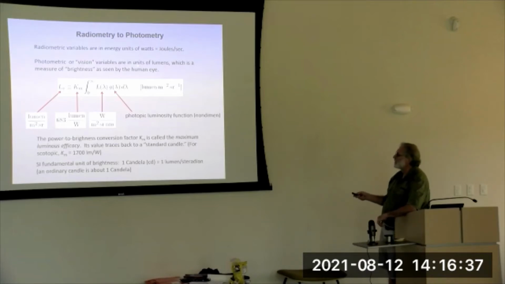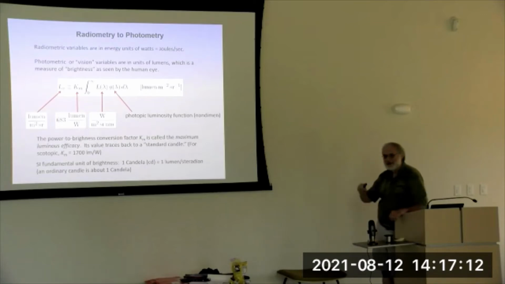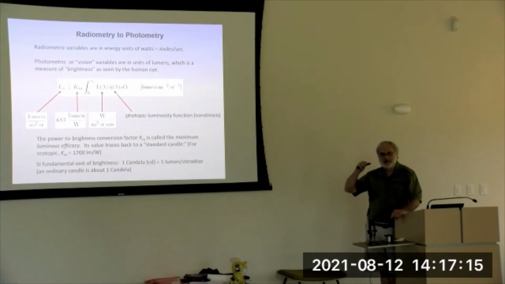So the way this works is you take your radiometric variable. Let's say this is radiance, that's watts per square meter per steradian per nanometer. You take this photopic luminosity function, which is non-dimensional, and you integrate over all wavelengths, and you come up with a thing called the luminance. Now there's a conversion factor here called the maximum luminous efficacy, Km, and that's actually 683 lumens per watt. So that's the best you'll ever do at converting a radiometric variable into a photometric variable.